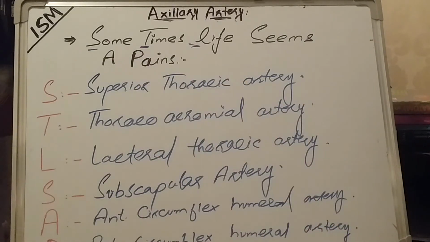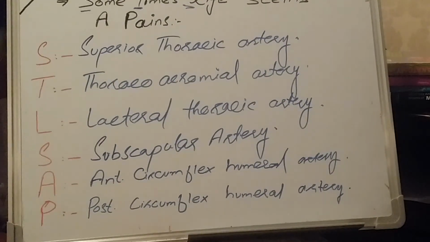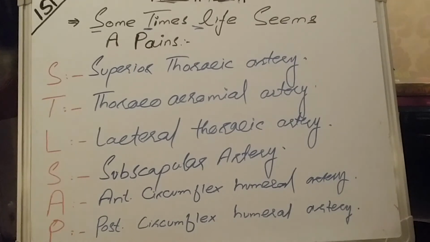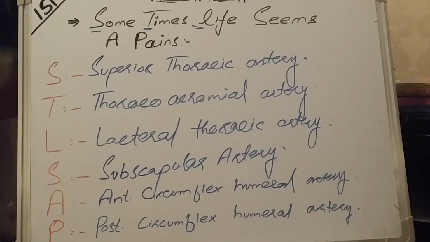So these are the branches of the axillary artery, and this is the mnemonic for the axillary artery branches. It will be very easy for you if you remember the mnemonic, including the anatomy of the axillary artery. So that is all about the axillary artery.